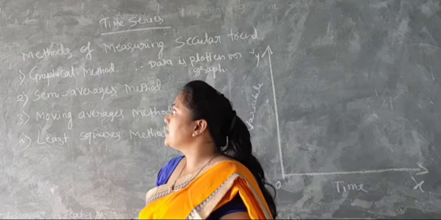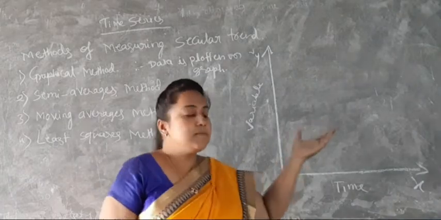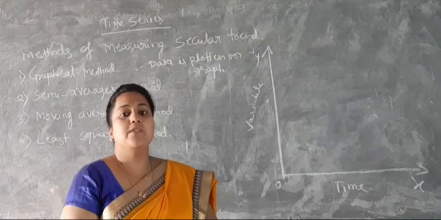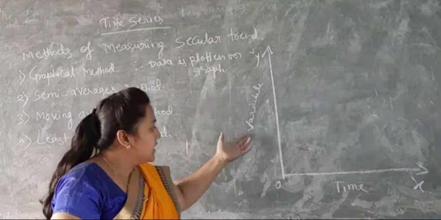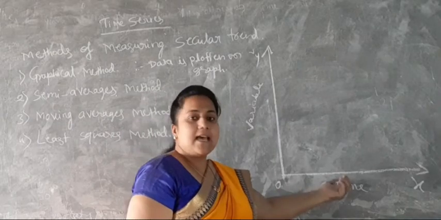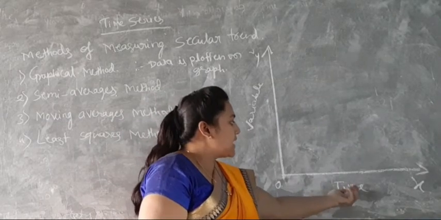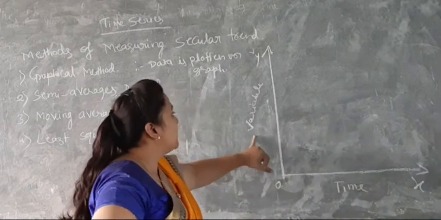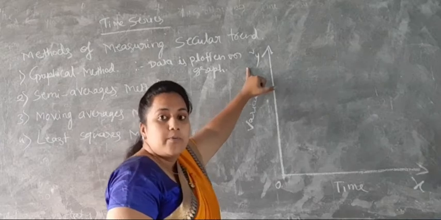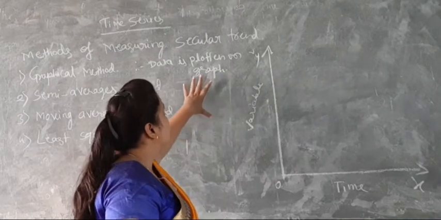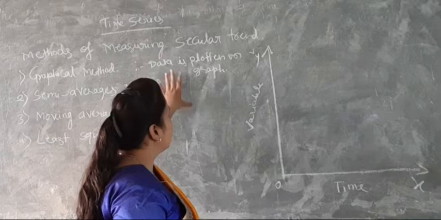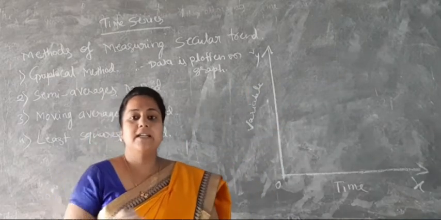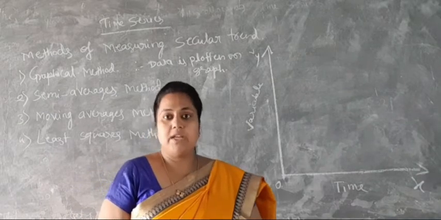So the first method is the graphical method. In this method we are plotting the data on a graph. Original data is plotted on the graph, and on the x-axis we take the time series. Time is mentioned on the horizontal axis and the variable on the vertical axis. In this way we plot the data, and with free hand we join the data to get the trend line.